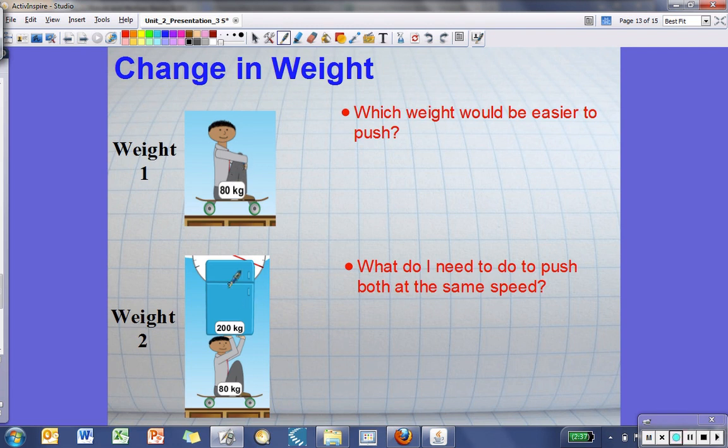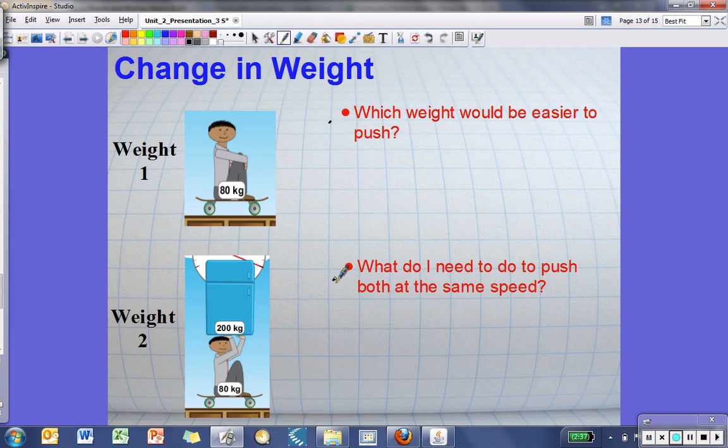And then this guy right here, I'm going to show you what happens when you put a refrigerator on him. That weighs 200 kilograms. So I've got a guy who only weighs 80 kilograms here. And then I'm going to have the same thing with the same skateboard, now at 280 kilograms. I'm going to look at 2 things. Which weight would be easier to push, and what do I need to do to push both at the same speed?